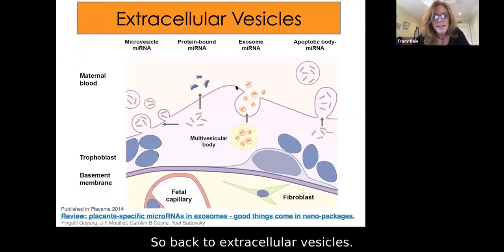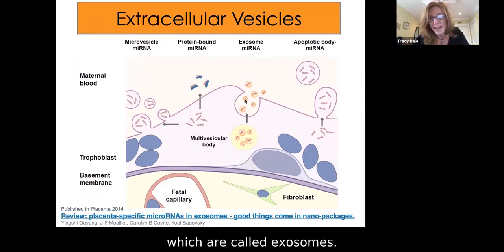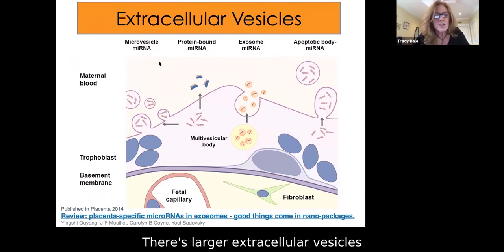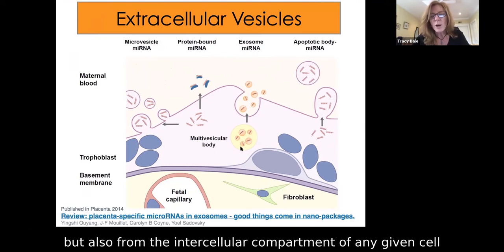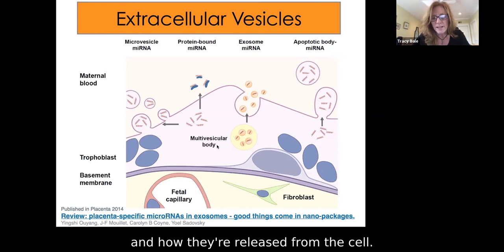Okay, so back to extracellular vesicles. As I said, the extracellular vesicles come in many different flavors. There are very small types of extracellular vesicles, which are called exosomes. So exosomes are a type of extracellular vesicle. There are larger extracellular vesicles known as microvesicles, and there's a variety in between. They differ not only in their size and their composition, but also in the intracellular compartment of any given cell from which they are processed, how the cargo is loaded, and how they're released from the cell.